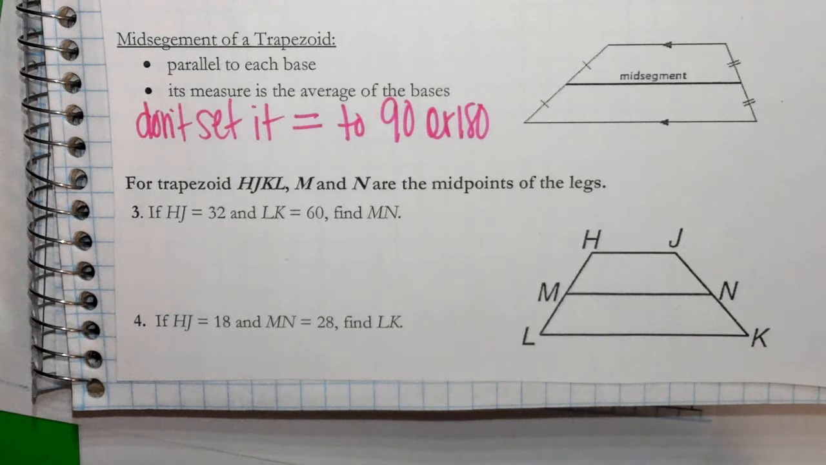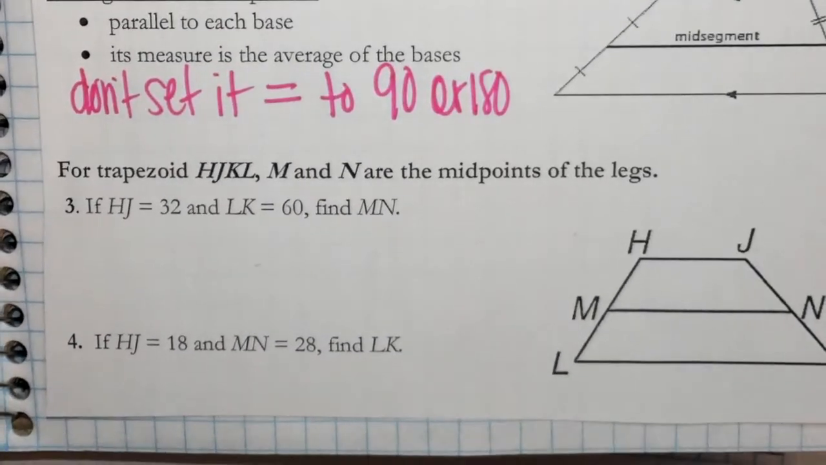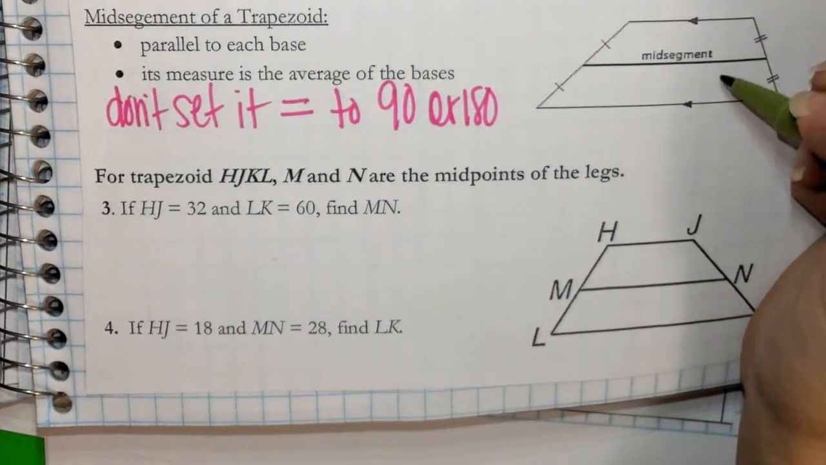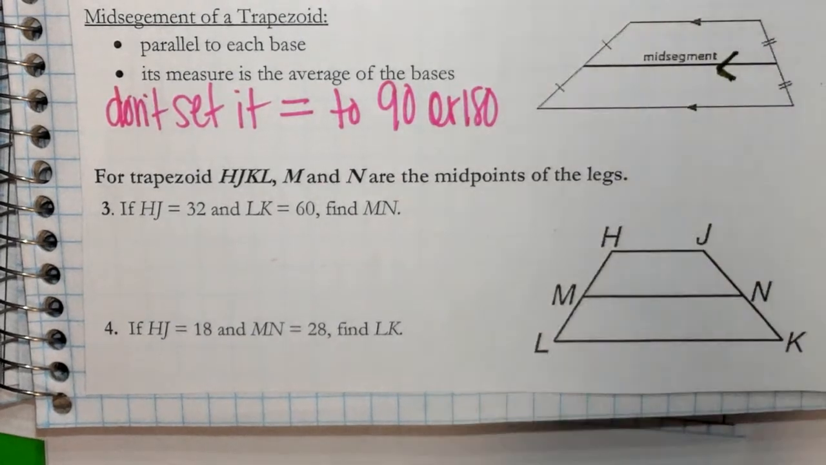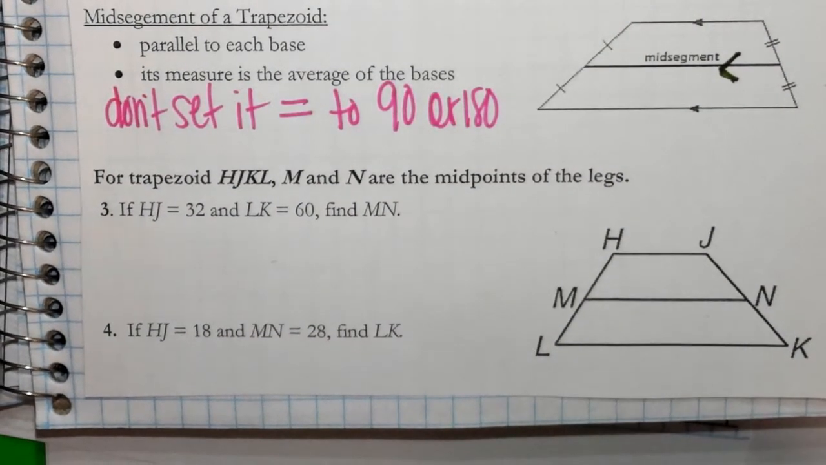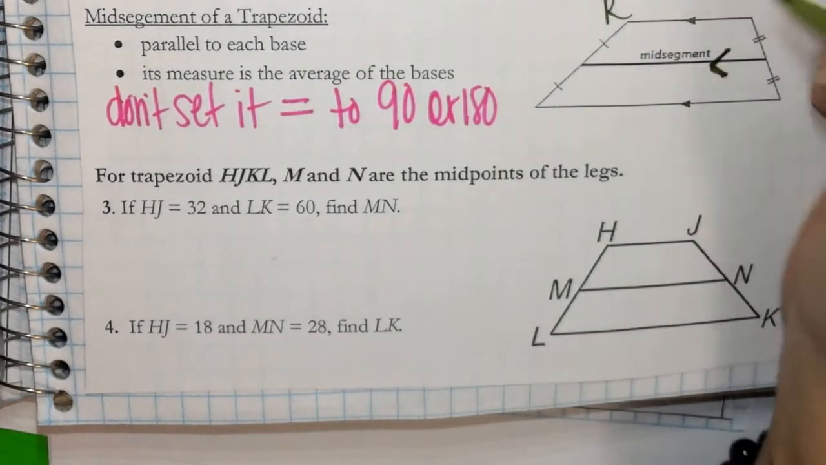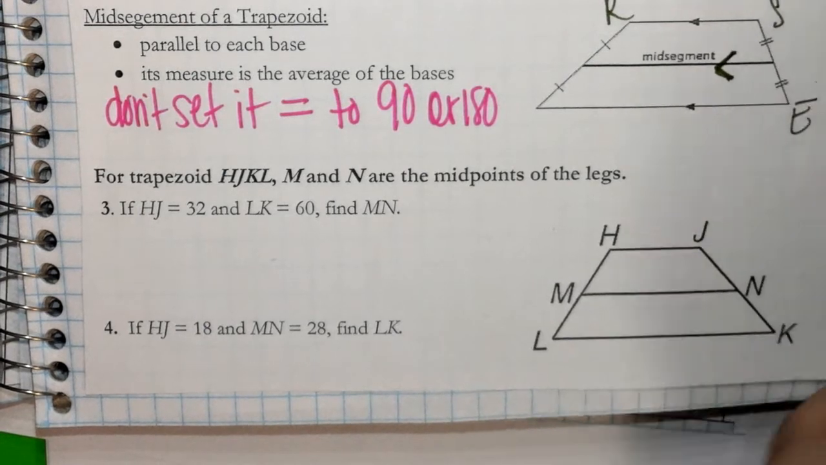Alright, now, a mid-segment is parallel to each of our bases. So what should we put on our mid-segment here? Should we put a ticky or an arrow? An arrow, because they're parallel, not congruent. Now, give me a letter. D. Give me another letter. D. And? E. And? A.